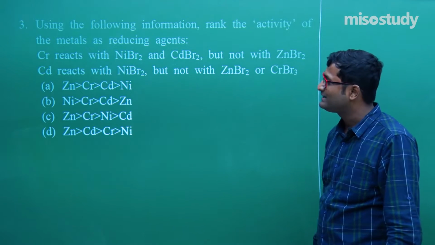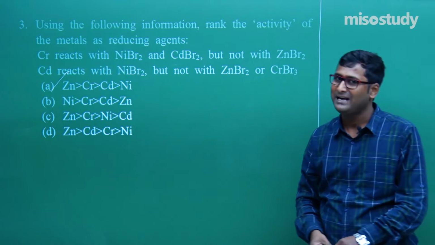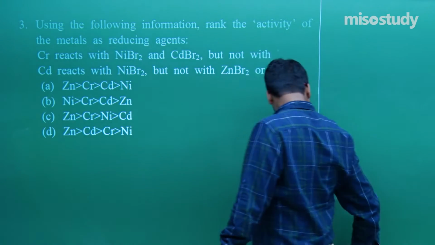So for this, what is the option? So now we can easily solve. That is, A is the correct option: Zn, Cr, Cd and Ni. Now friend, wait for a moment.